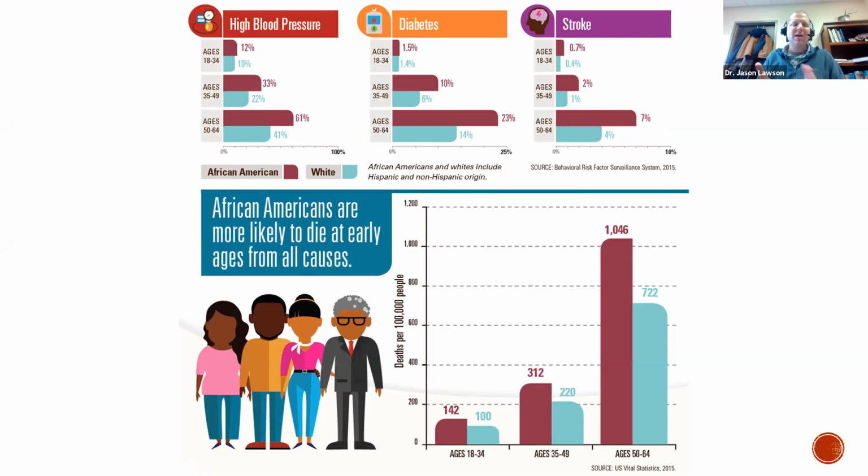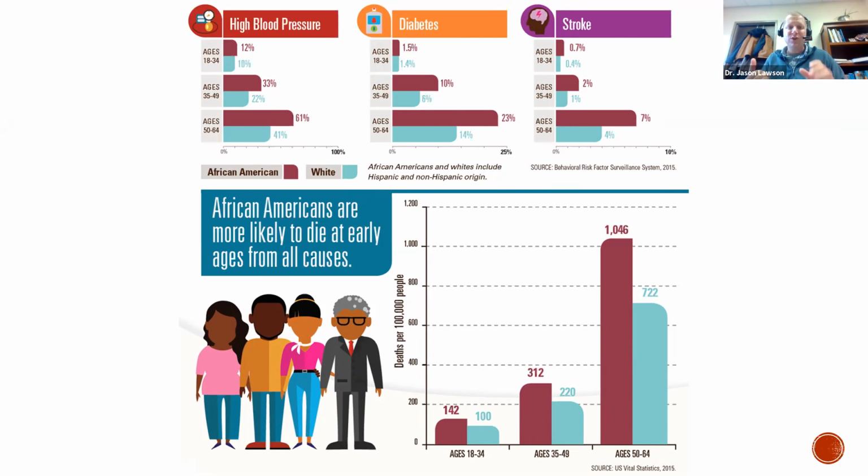Okay, and so we have on the very top, high blood pressure. African Americans have high blood pressure more than white individuals, ages 18 to 34, 35 to 49, and 50 to 64. The middle picture on the top is related to diabetes, right? Ages 18 to 34, Black people have higher incidences of diabetes. 35 to 49 is higher. 50 to 64 is even higher. Stroke. Okay, 18 to 34 is higher for individuals who are Black. 35 to 49, individuals who are Black have higher incidences of stroke, and same for 50 to 64.